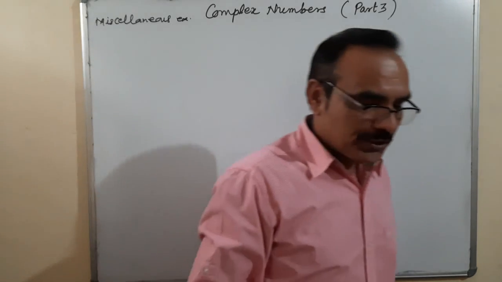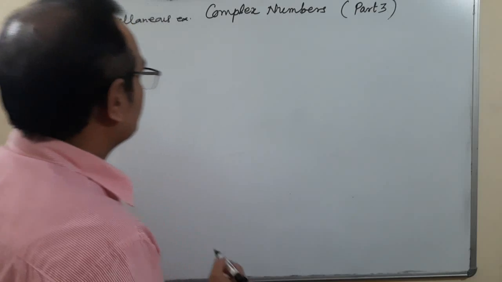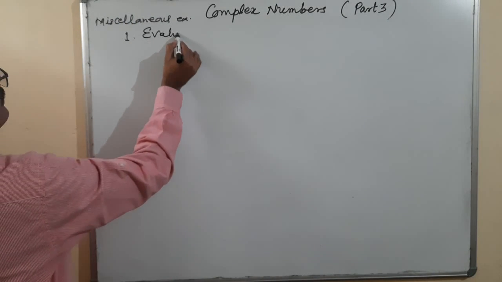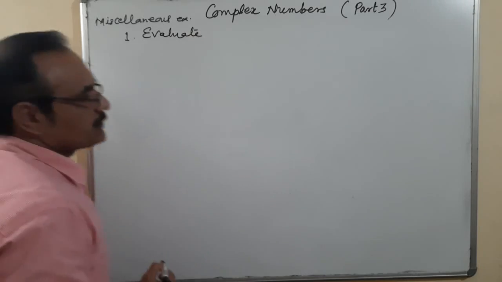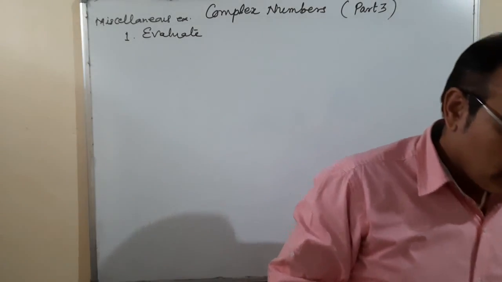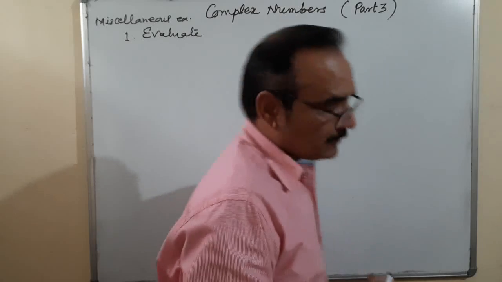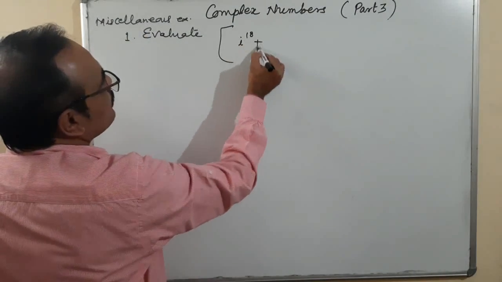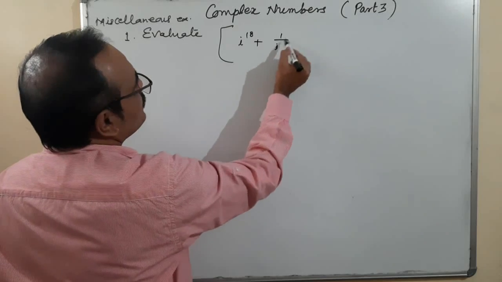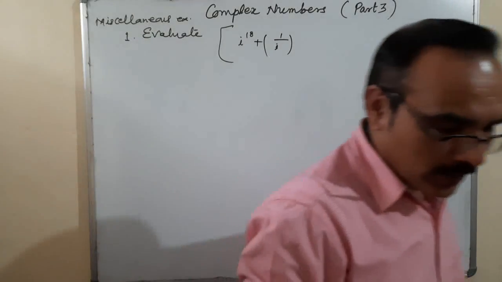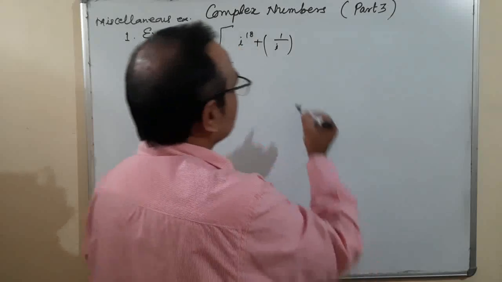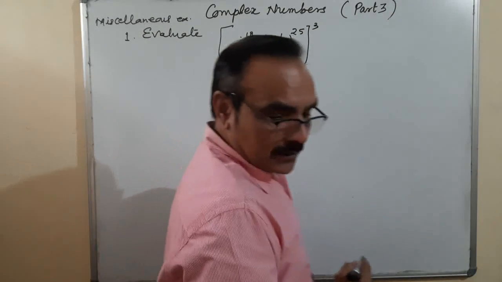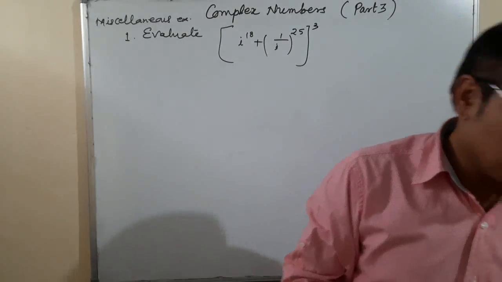Miscellaneous exercise. Taking question number 1. Evaluate. The question is (i to the power 18 plus 1 upon i to the power 25) whole cube. This is the question we are going to evaluate.